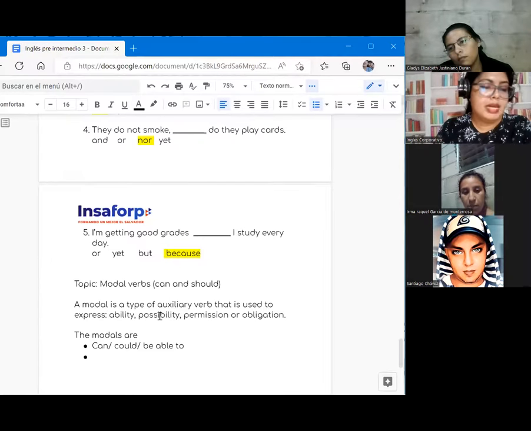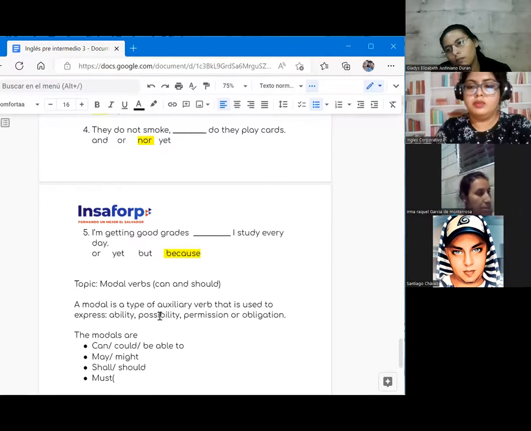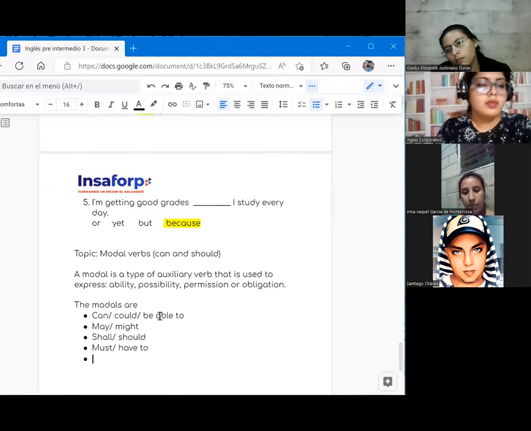Then we have may or might. Shall and should. Must and have to. And then we have will and would.